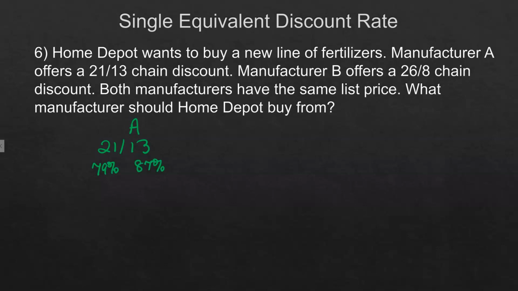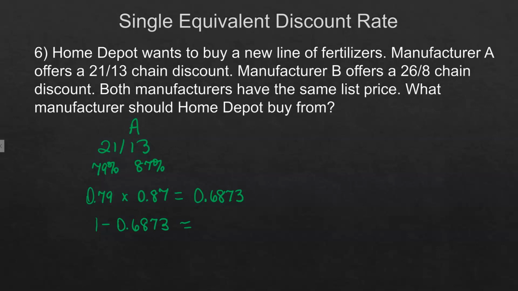And then remember, we're going to multiply those in decimal form, so 0.79 times 0.87. So that's just a quick calculation and we get this decimal number. And remember, you cannot round this number because if you do, then it's not equivalent. To be equivalent, we have to leave it exactly as it shows up on our calculator. Now, that is the net price equivalent rate, and we want the single equivalent discount rate, so we have to subtract it from 1.